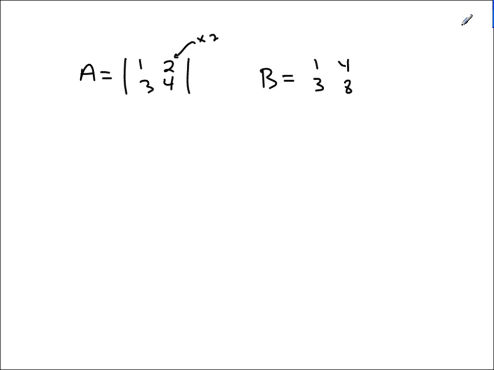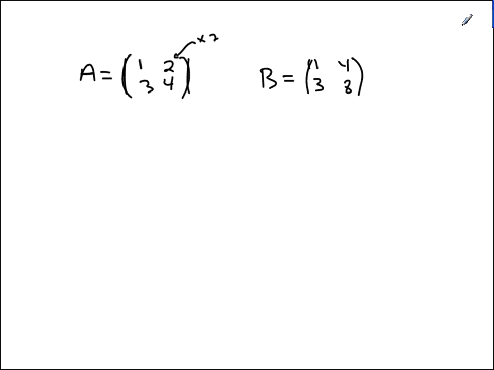So why don't we look at that? Remember, whether you do it to rows or columns, the theorem follows. So let this be A. A is 1, 2, 3, 4. And B, I'm going to get by multiplying column 2 by 2. So B is, first column stays the same, but the second column gets doubled.